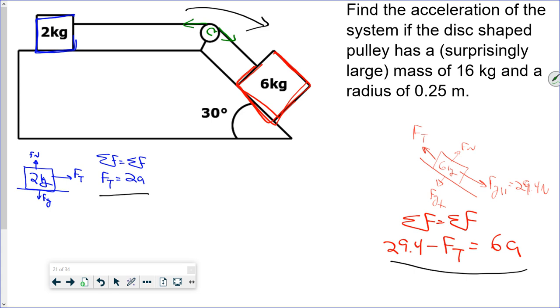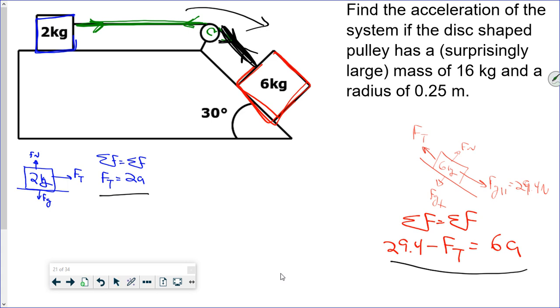In other words, the tension in this whole chunk of the rope is uniform. So the tension pulling the pulley this way is the same as the tension pulling the 2 kilogram block this way. But that can't equal the tension in this chunk of the rope, because this tension here has to be bigger than the green tension, otherwise the wheel wouldn't spin. So we've now got two different tensions. We've got to number the two chunks of our rope.